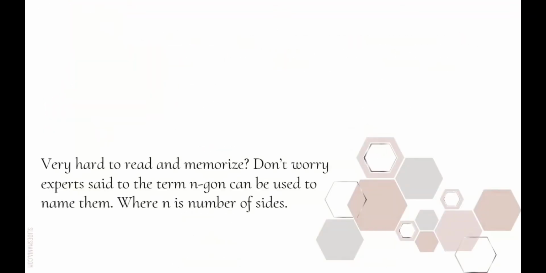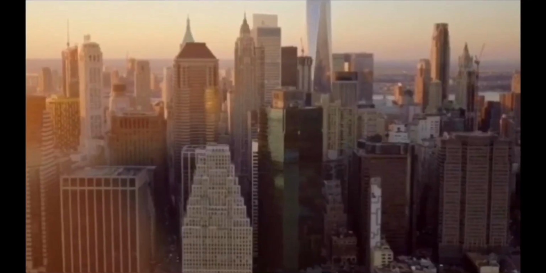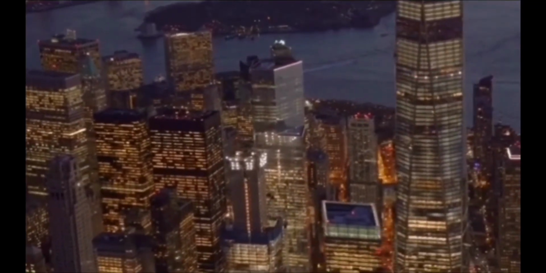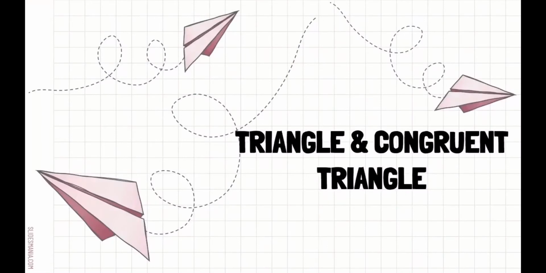Very hard to read and memorize? Don't worry, experts said the term n-gon can be used to name them, where n is the number of sides. Very easy, right? Always remember that polygons are everywhere, because in here, we always consider what matters. So now we will proceed to the next topic of triangle and congruent triangle.